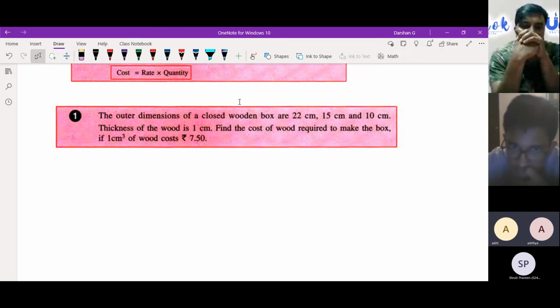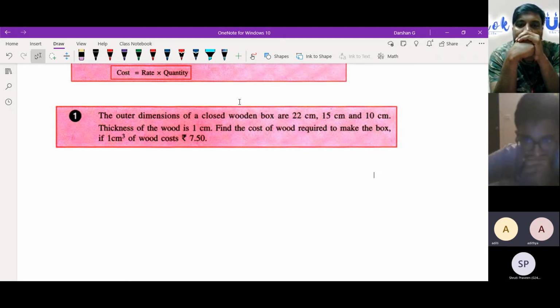The outer dimensions of a closed wooden box are 22 centimeter, 15 centimeter, 10 centimeter. They have given it. The thickness of the wood is 1 centimeter. Find the cost of wood required to make the box if 1 centimeter square of wood costs 7.50.